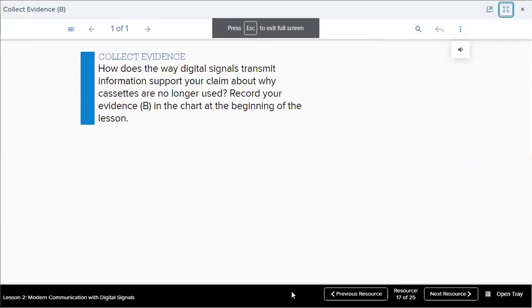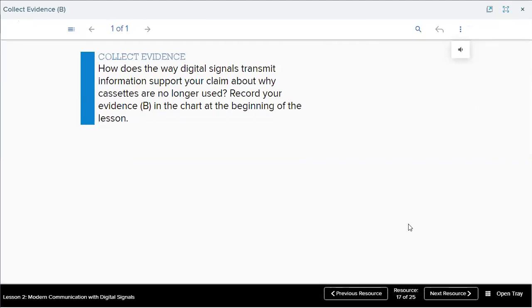Okay, guys, let's complete. Muhammad, can you read, please? How does the way digital signals transmit information support your claim about why cassettes are no longer used? Record your evidence in the chart at the beginning of the lesson.